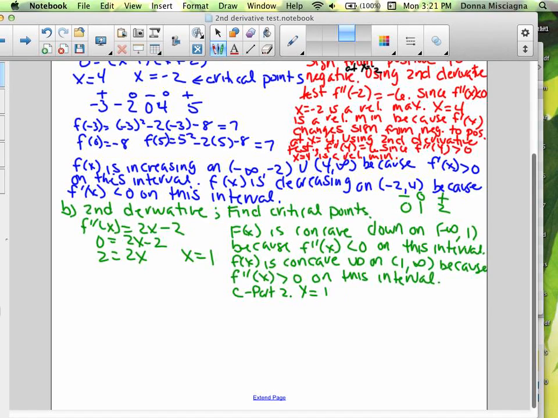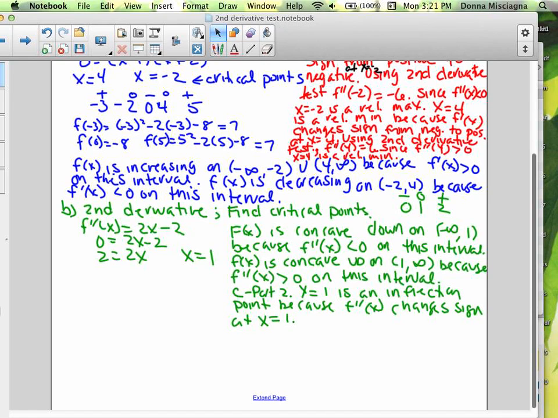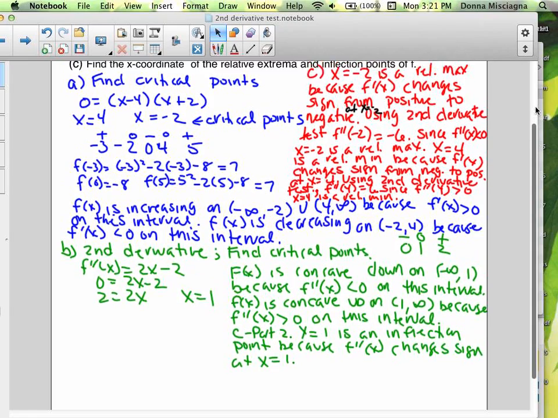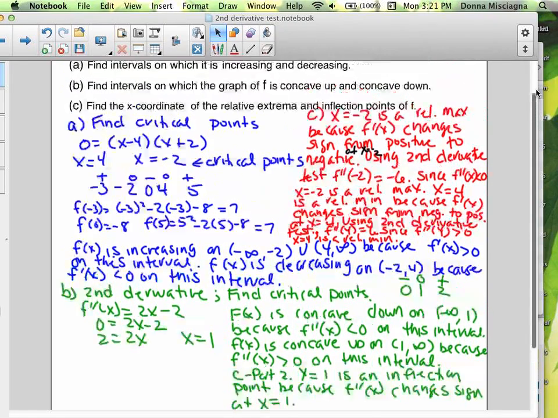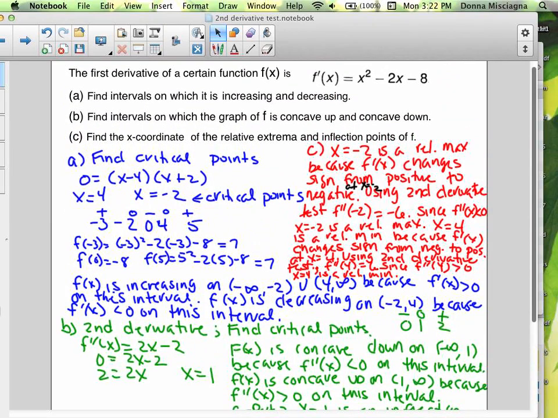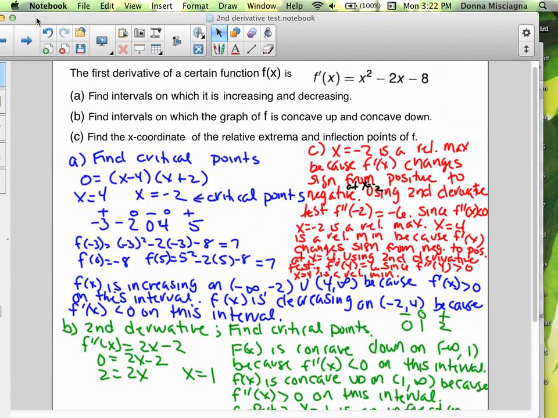X equals 1 is an inflection point because the second derivative changes sign at x equals 1. There we go. Now we have everything in. And now we are done with this one. We've identified increasing, decreasing, concave up, concave down, relative max and min using 2 methods, not just one, and have identified the inflection point.